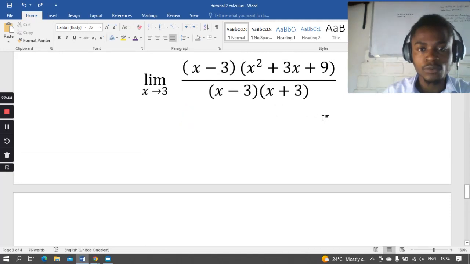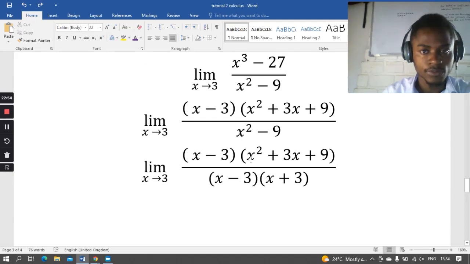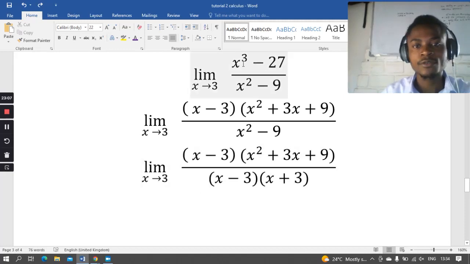Which part of on top? Like here where you write x minus 3x, yes, the same part. This one. Yes. This x minus 3 brackets x squared plus 3x plus 9 is coming from when you factorize x cubed minus 27.